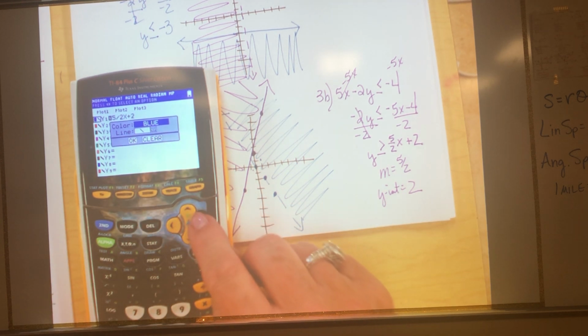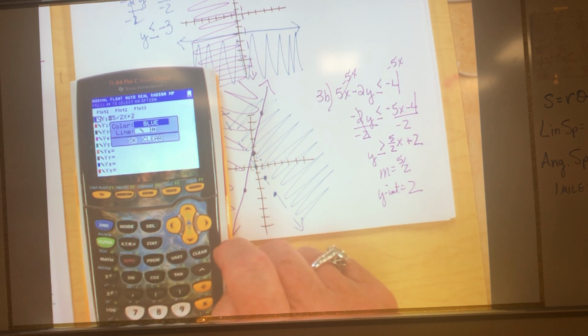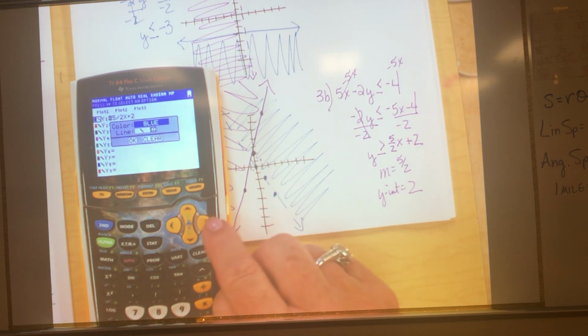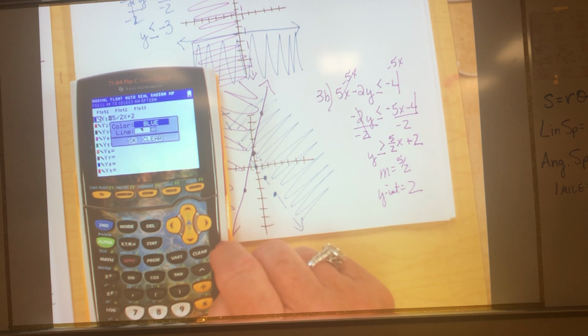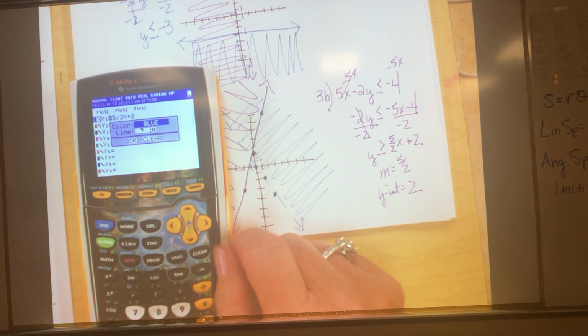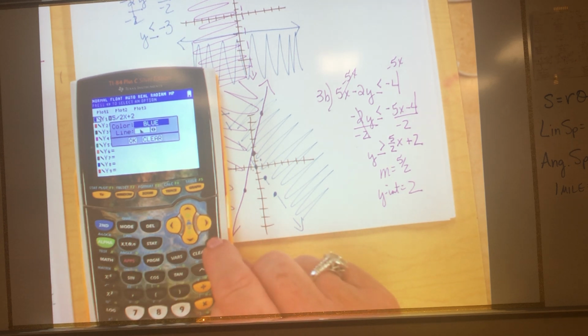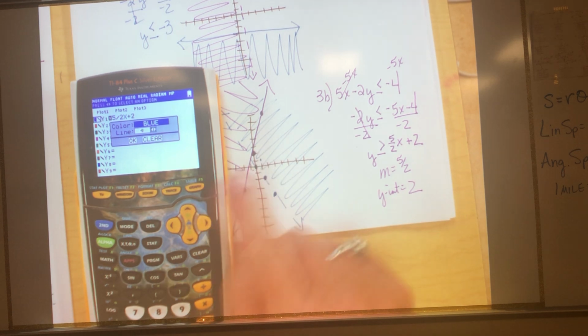Anyway, when I go to the right, it changed to a fat line. Well, that's not what I'm talking about, okay? Oh, look at that. Where did it shade? Above. What would that be? Greater than. Oh, I'm going to press it again. Ooh, it's shaded below. What would that be? Less than.